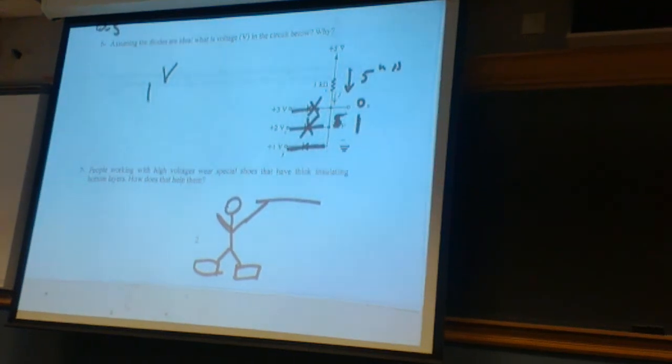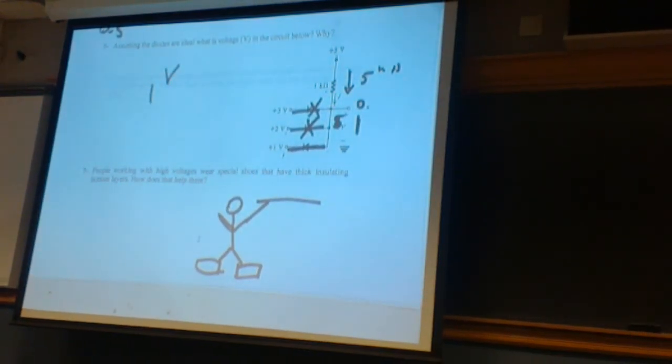People working with high voltages use rubber-soled shoes. What's the answer? It increases the resistance of their body, so it limits the current. This is high voltage, that's me, and then this is my ground. There's no voltage, so it limits the current that can flow through your body. Why is there any current going through my body? Because there might be a large voltage difference, but there's no way for it to go. There's no ground.